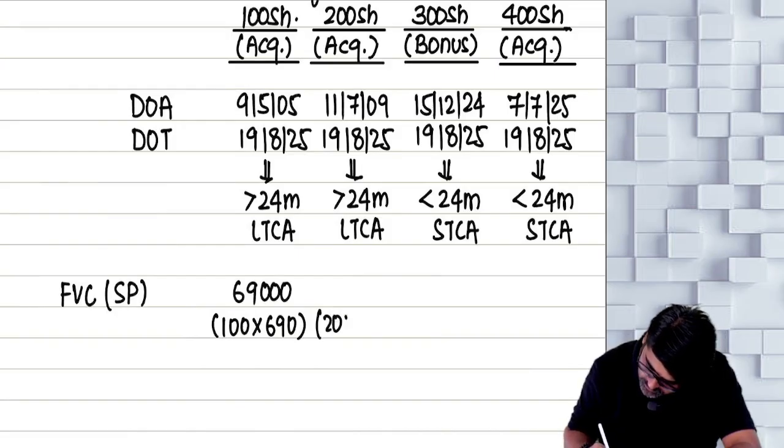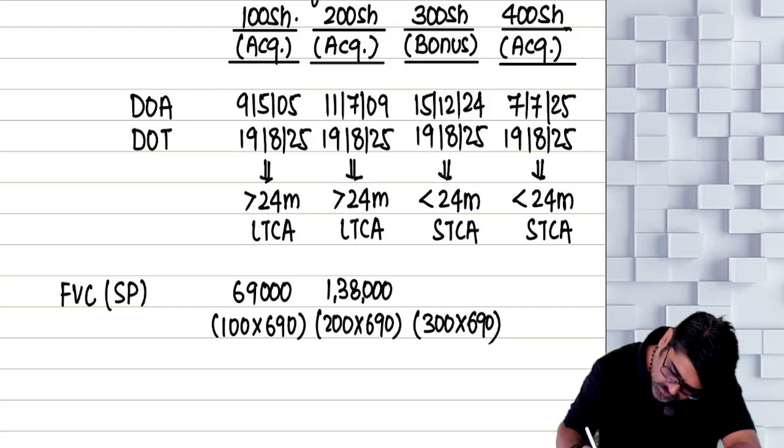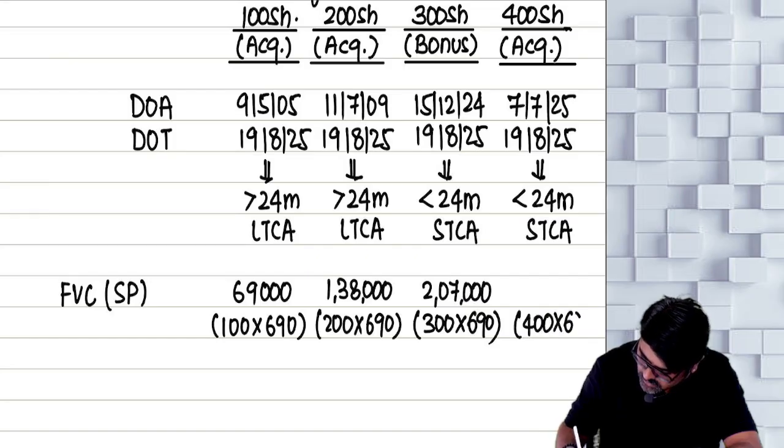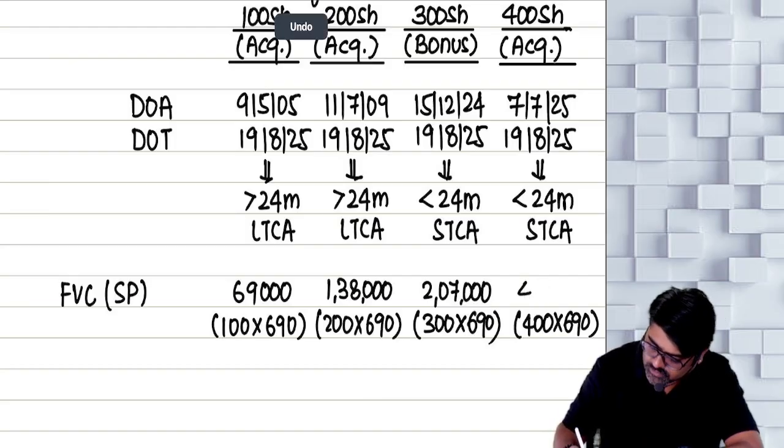200 shares into again 690 will be 1,38,000. Then 300 shares into 690. How much? 2,07,000. And 400 shares into 690 will be 2,76,000.